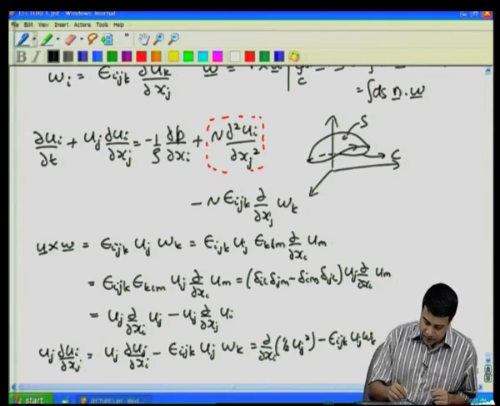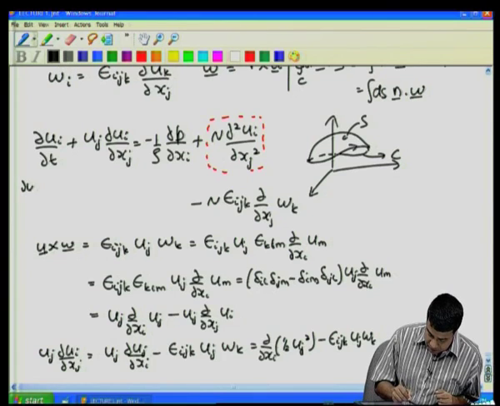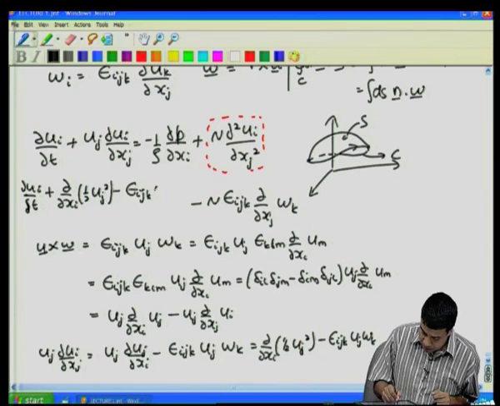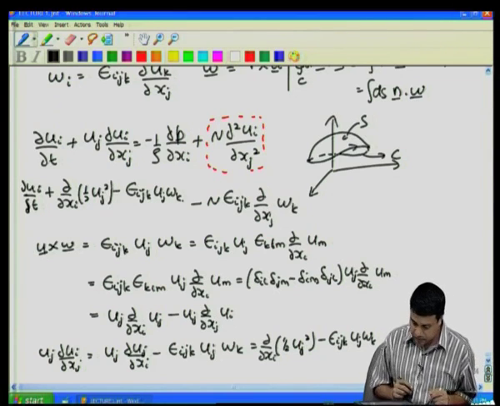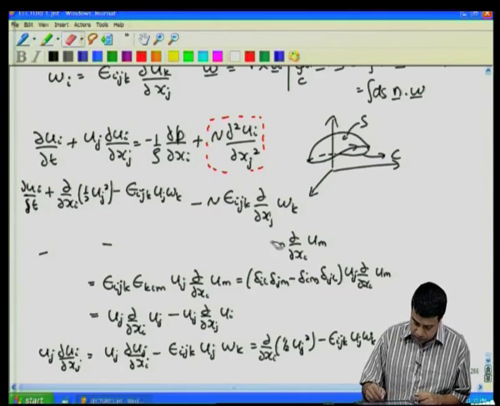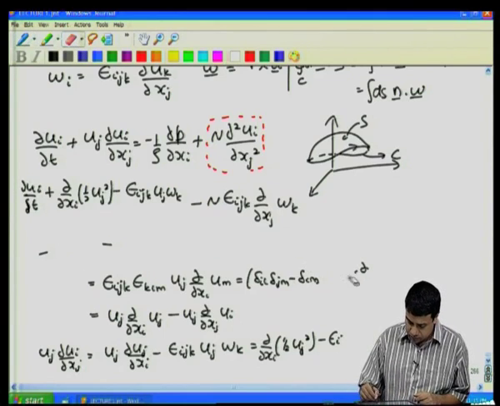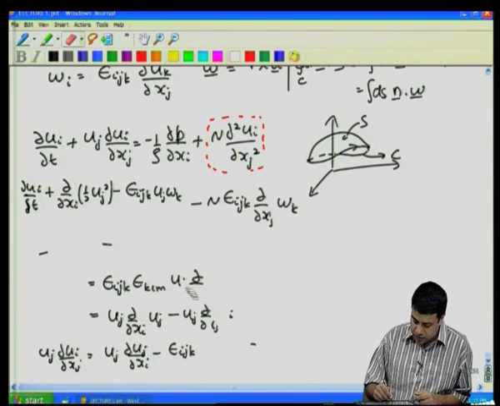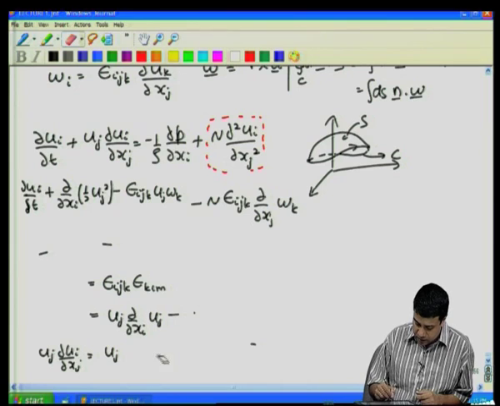So, I can write the left hand side of this also as partial ui by partial t plus partial by partial xi of half uj square minus epsilon ijk uj omega k. Okay, just using vector identities to simplify terms in the conservation equation.